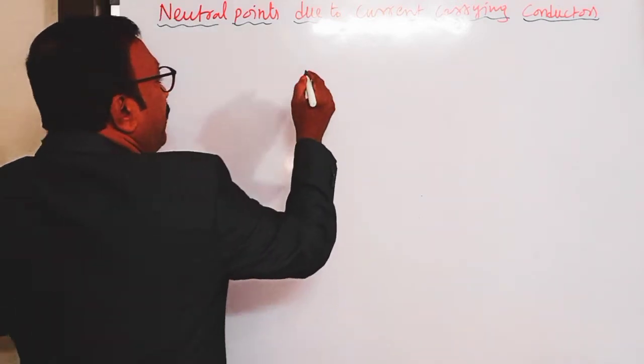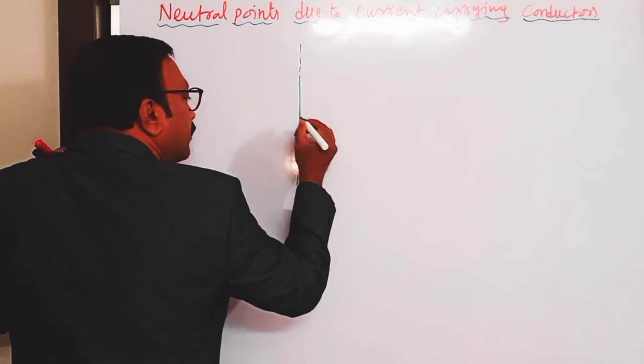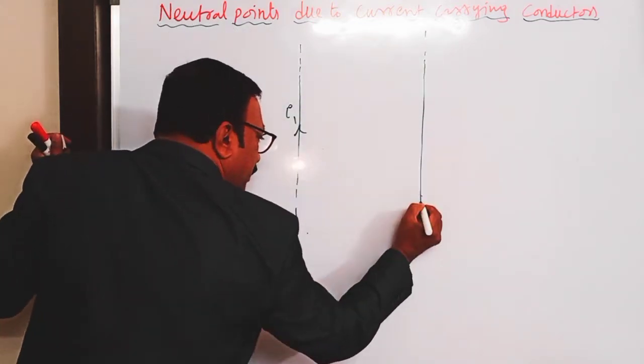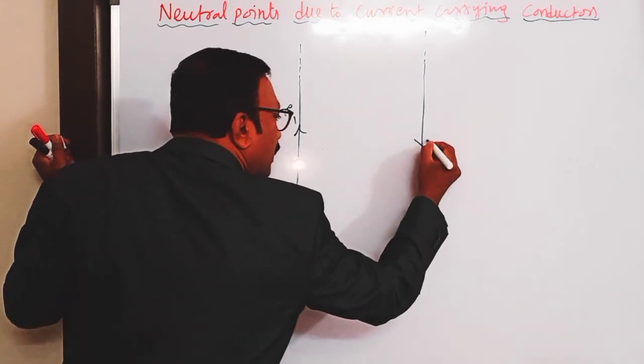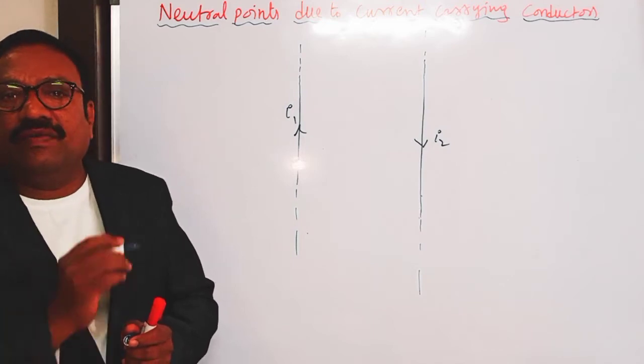So let me take now, here is one current carrying conductor, infinitely long. This is another current carrying conductor. Now the current I am taking downwards. I am taking downward current now.